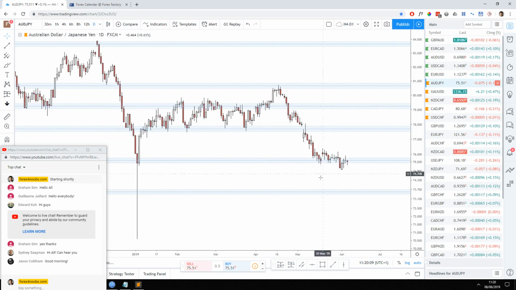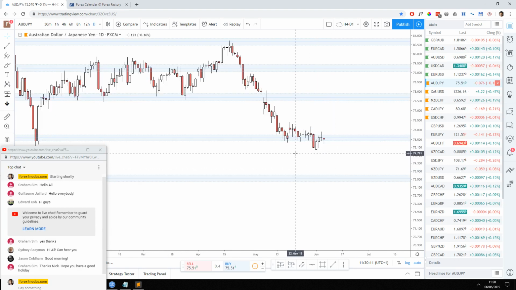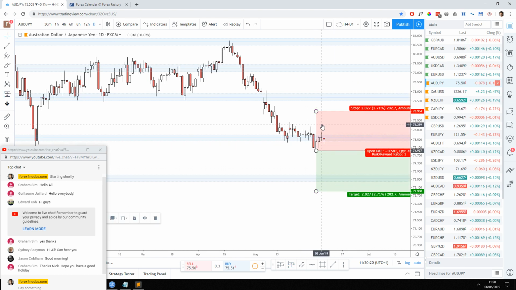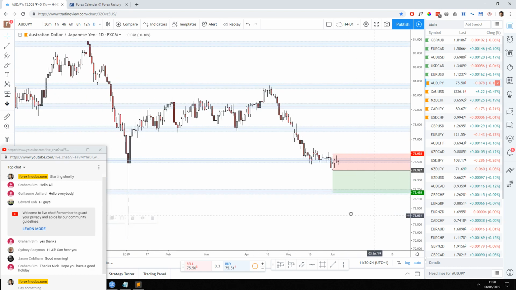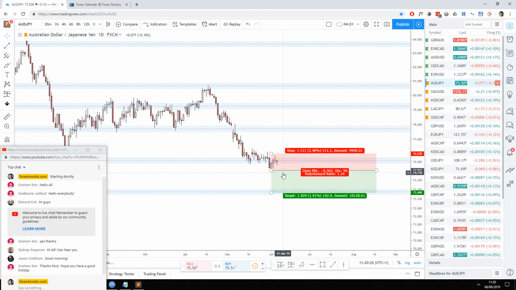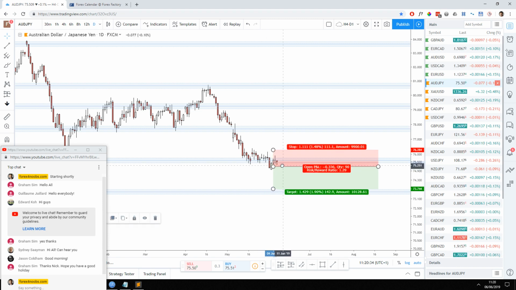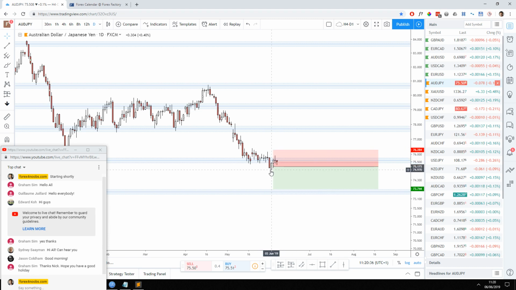AUD JPY, I'm still looking for a short here. But what I'm thinking right now is that I'd want to do something like this for a short. Now, I know you might be thinking, well, that's a pretty wide stop loss and that target is pretty bad. But what I would do is enter on a bit of a pullback. So I would wait for this low to be broken here.